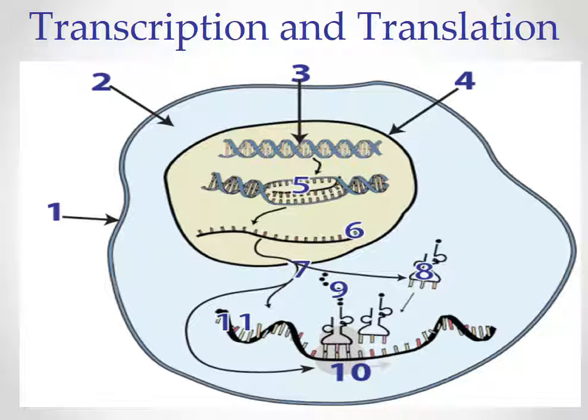Number 5 is where what process is occurring? It's going from DNA language to RNA language. So number 5 is transcribing. You're going to transcribe it or write it in a new language from DNA to RNA. What's number 6 that can actually leave out of the nucleus? That's your messenger RNA. 7 is a portal or a hole, which is called your what? Your nuclear membrane or nuclear pore.